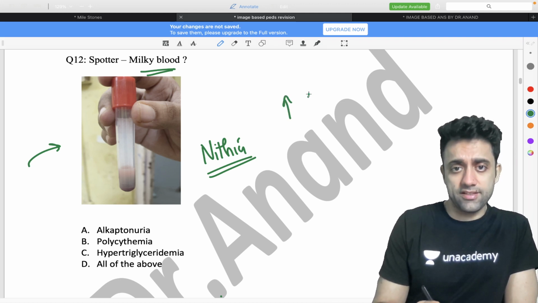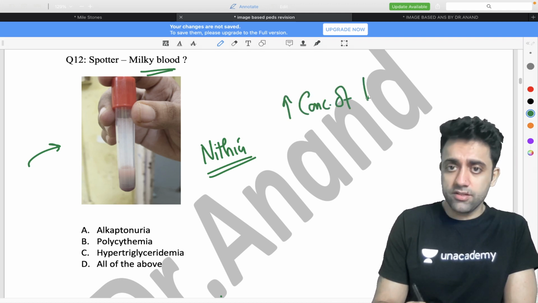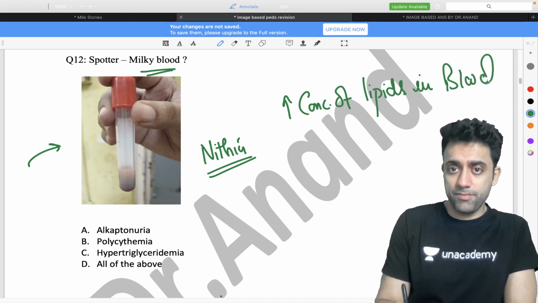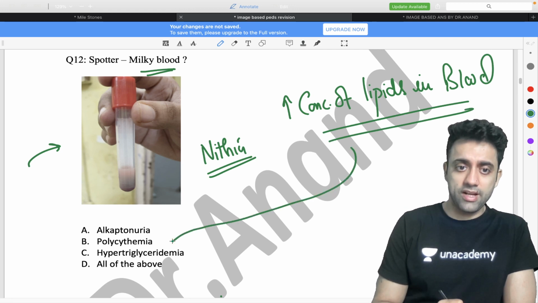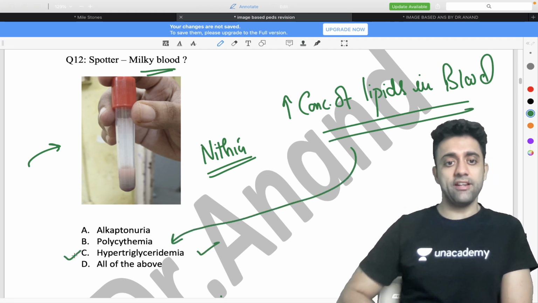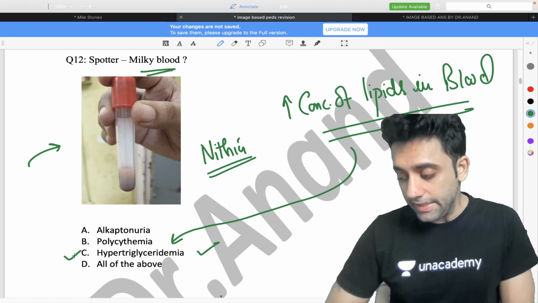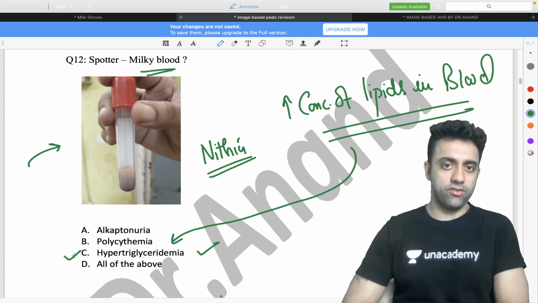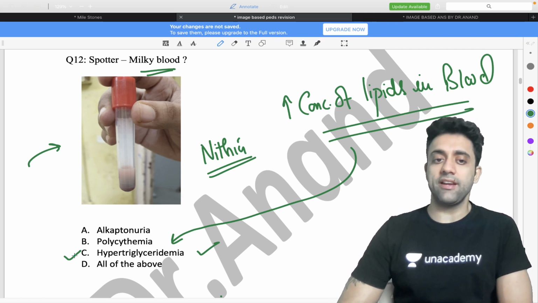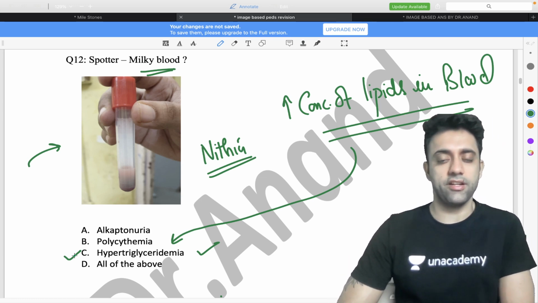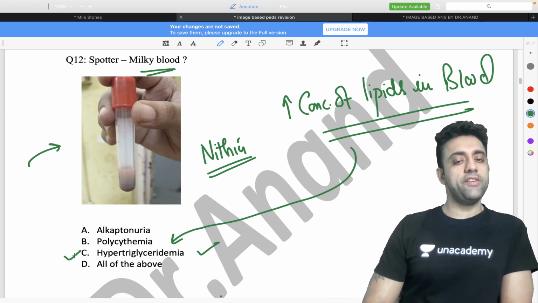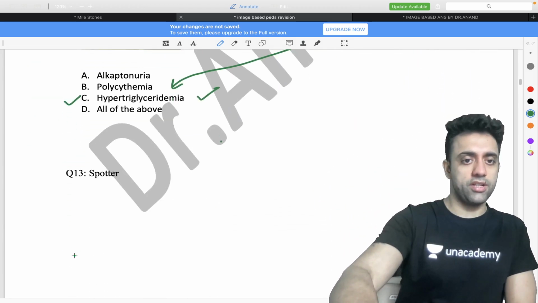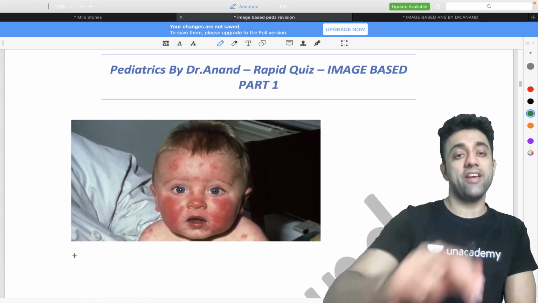Whenever there is a high concentration of lipids in the blood, that is known as hyperlipidemia or hypertriglyceridemia, and that gives the blood a milky color or milky appearance. I'll repeat again. Hypertriglyceridemia, when there is an increased concentration of lipids in the blood, leads to a condition of hyperlipidemia. Okay, good. Question 13. Question 13 was a recent FMG question.